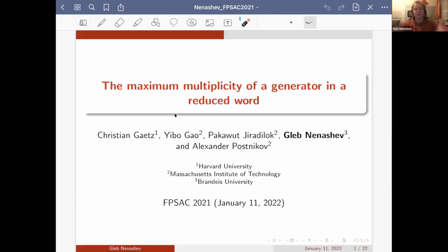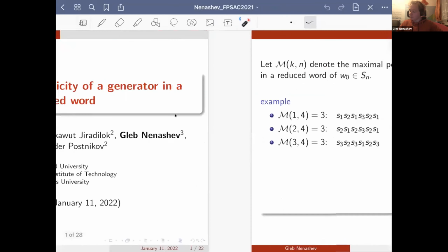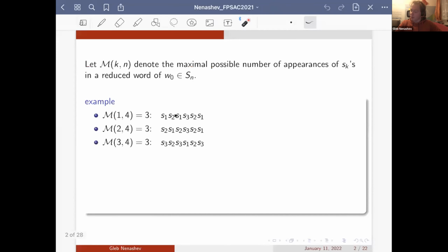The maximum multiplicity of a generator. Okay, and here's the first slide and definition. We consider reduced words of the longest permutation in Sn, and let M_k,n be the maximum possible number of s_k in reduced words.